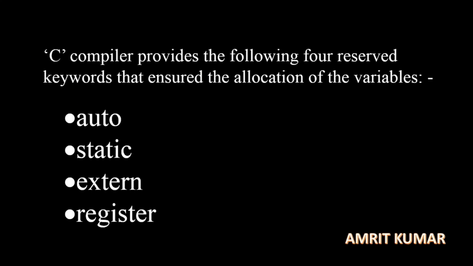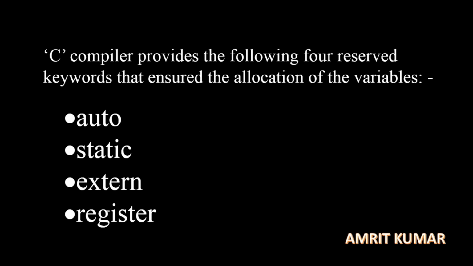The C compiler provides the following four reserved keywords that ensure the allocation of the variables, and that is a very important topic about the storage specifiers used in the C language. So what are these four reserved keywords? They are auto, static, extern and register. We will deal with all four reserved keywords one by one.